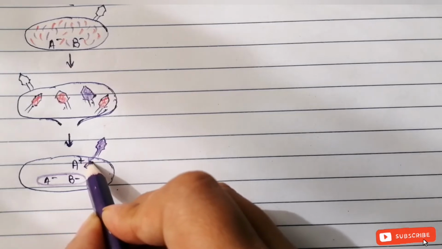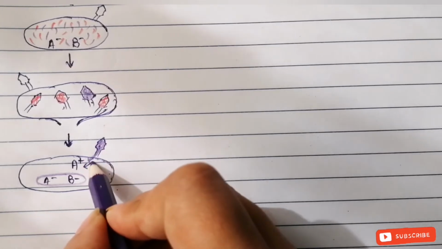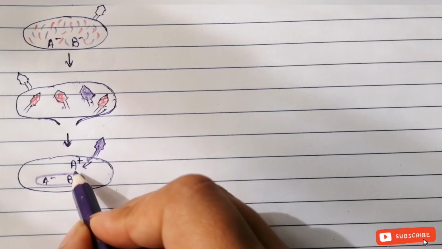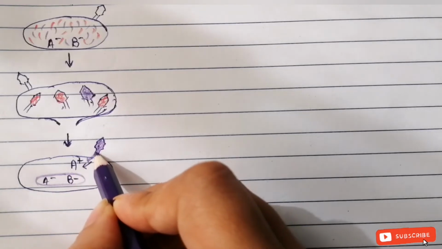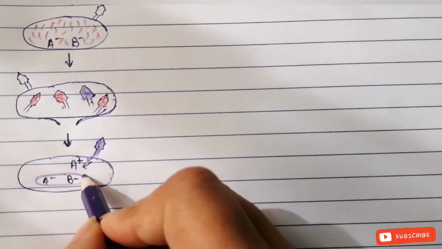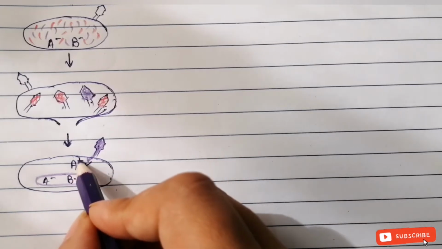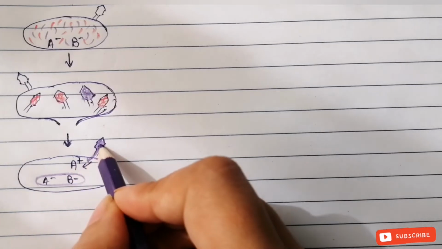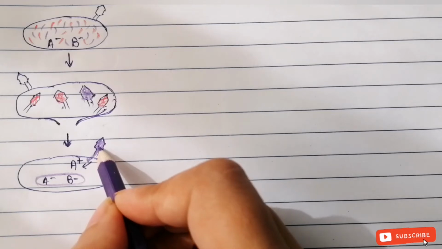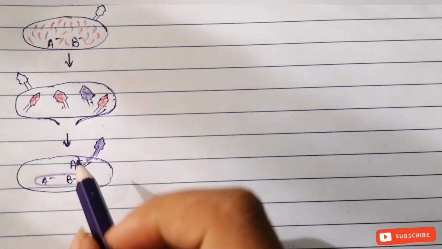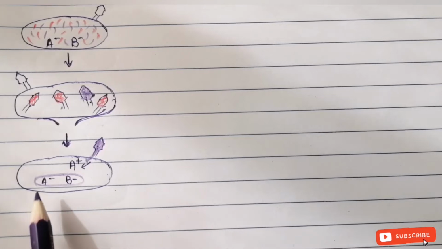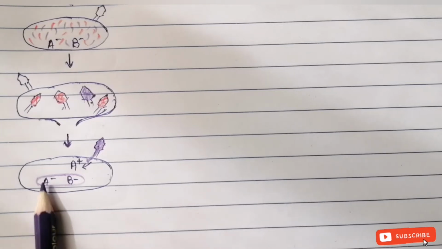So this is A positive because it is bacterial genome. It is not viral genome that starts a lytic cycle or starts breaking down the genome of the host bacterial cell. It will transfer the bacterial A positive gene into the new bacterial cell, which already has A minus and B minus. It means both of these genes are absent in this bacterial cell.